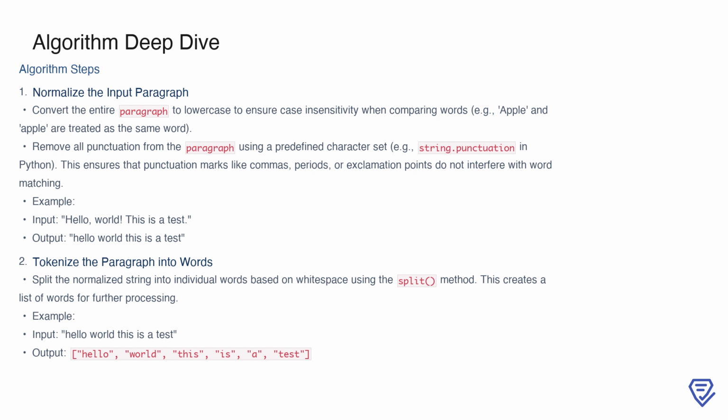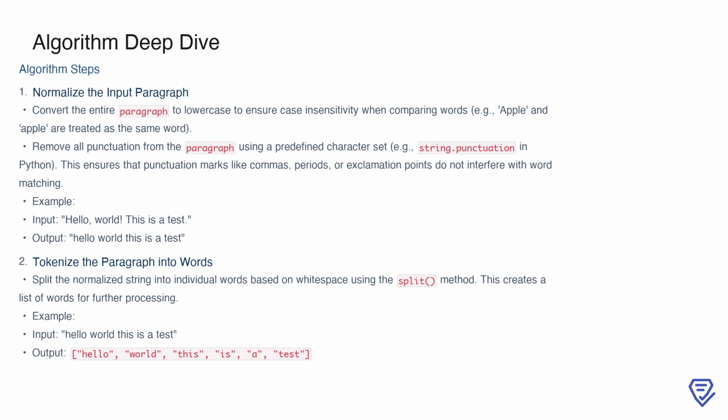To solve the most common word problem efficiently, the first step is to normalize the input paragraph. This means we convert all the text to lowercase to ensure that words like Apple and apple are treated as the same, which eliminates case sensitivity issues. Next, we remove all punctuation marks using a predefined character set like string.punctuation in Python. This ensures that punctuation such as commas, periods, or exclamation points doesn't interfere with word matching. For example, the input "Hello world. This is a test." would become "hello world this is a test".